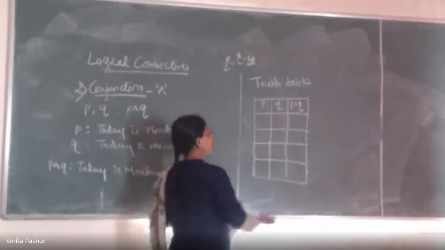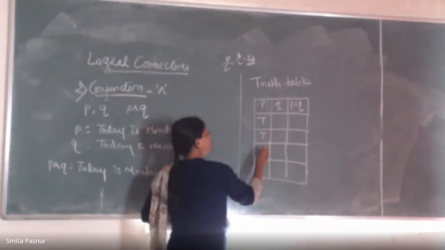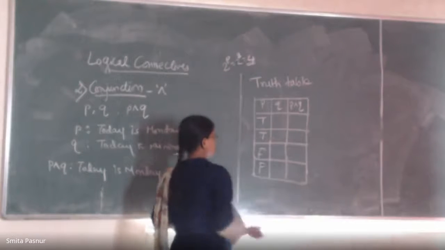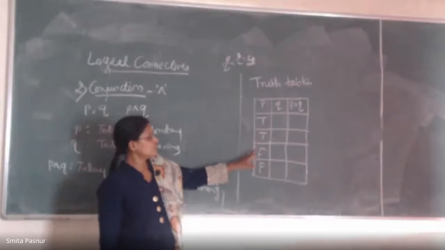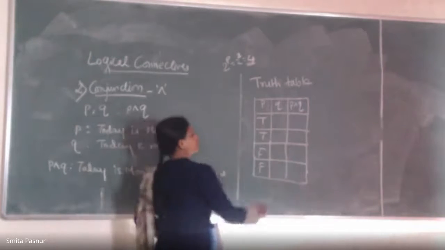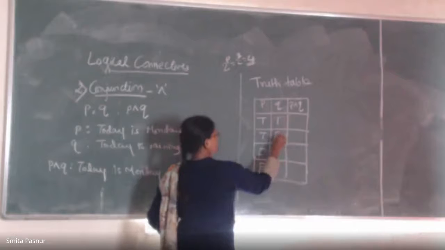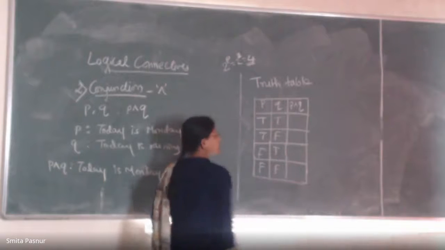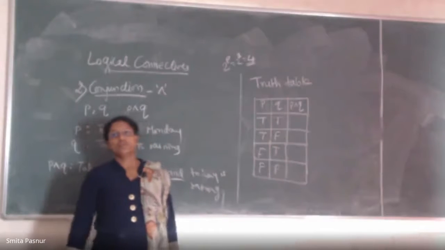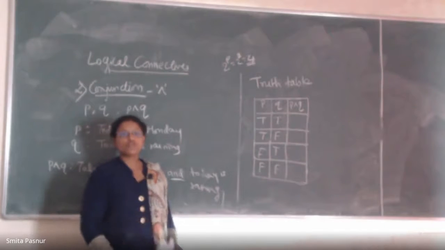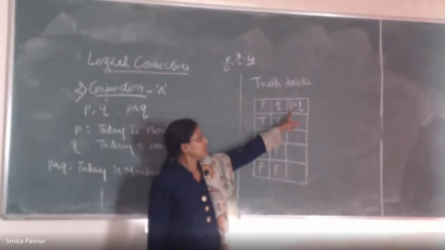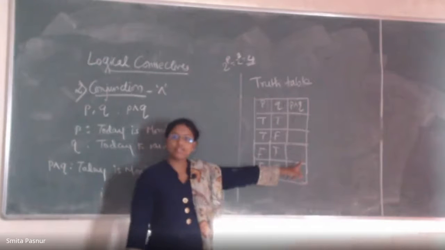So what will I write here now? First write true, then write false. This is how you have to write. First write true, false for P. Then for Q you will write first true, false. So this is how you have to add it in the table. Is that clear? Now you have to build for P and Q.